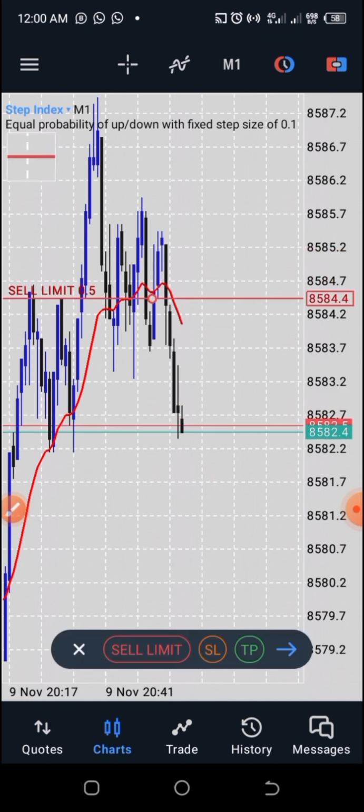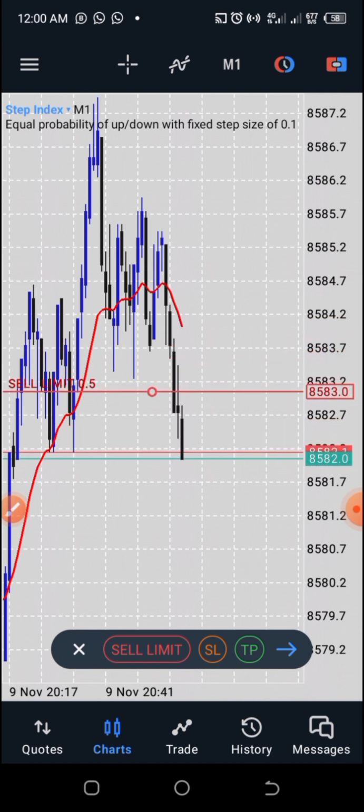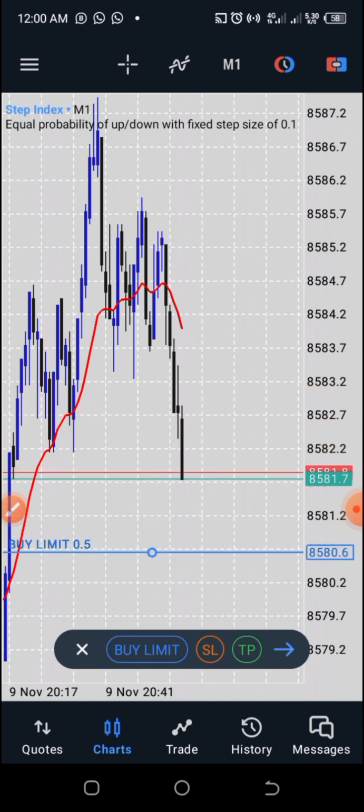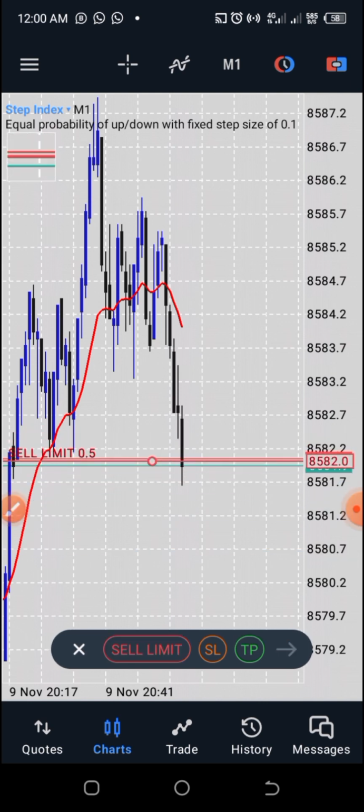So, you can see, the moment this line is above the current price, then it will be a sell limit. The moment it is past the current price, it will no longer be a sell limit but a buy limit, as I told you. So you can see here it is selling on 1 minute.